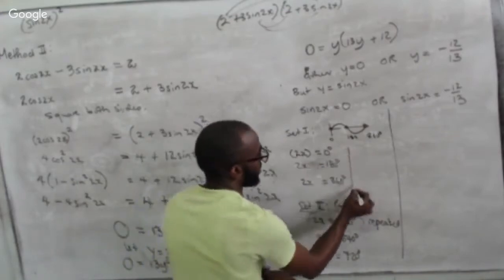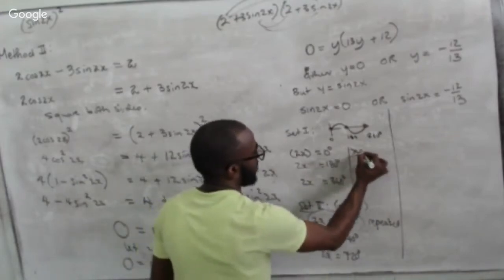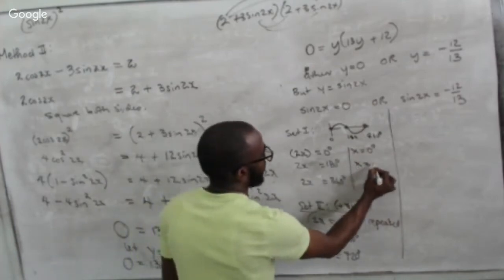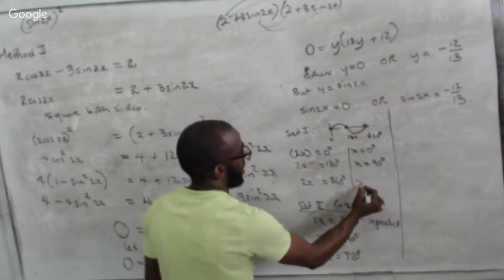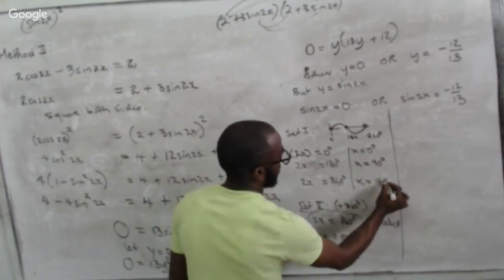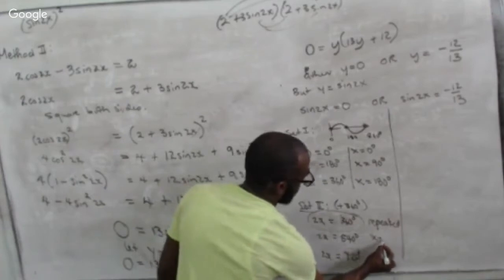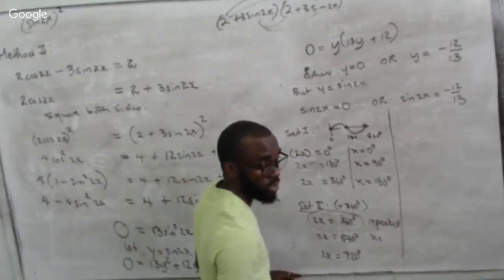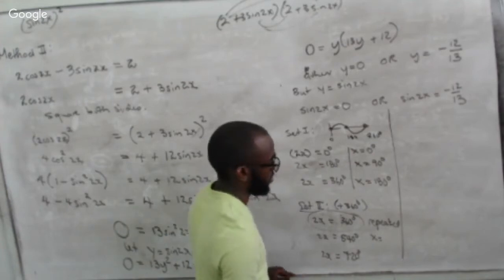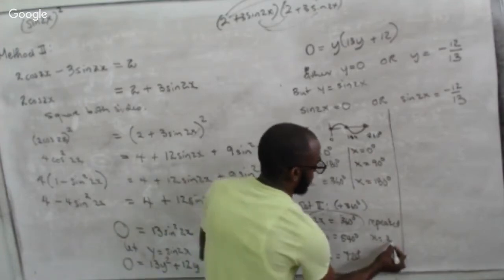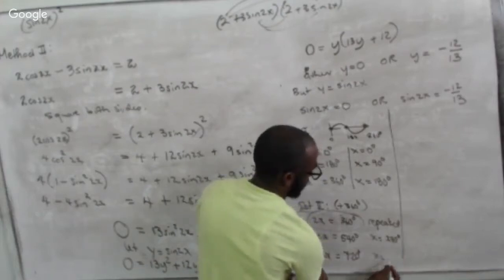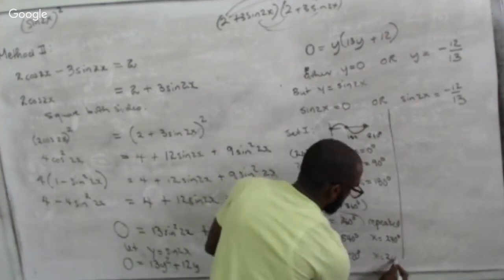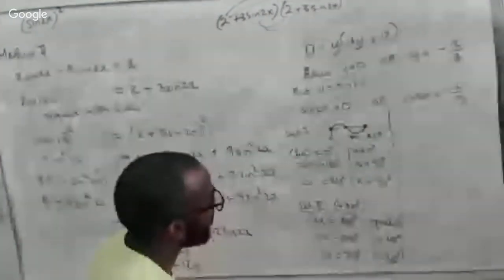So can you see my x is known? X would be equal to 0 degrees. Yes? X would be equal to 90 degrees. X would be equal to 180 degrees. X would be equal to 540 divided by 2, which is what? Come on, guys. And x would be equal to? Great stuff.